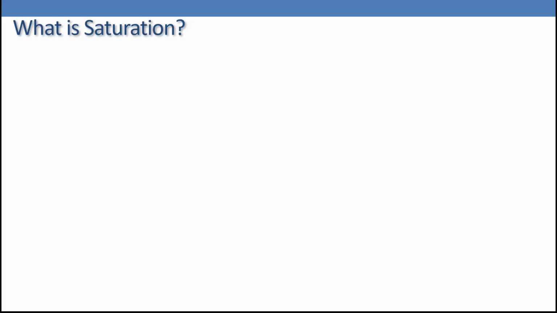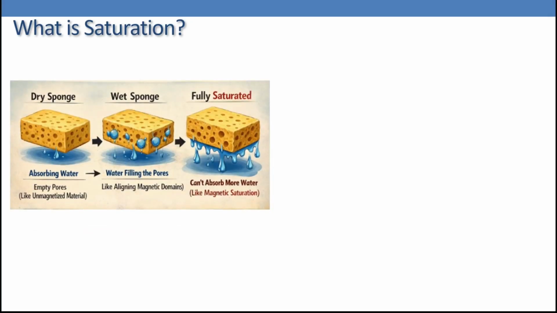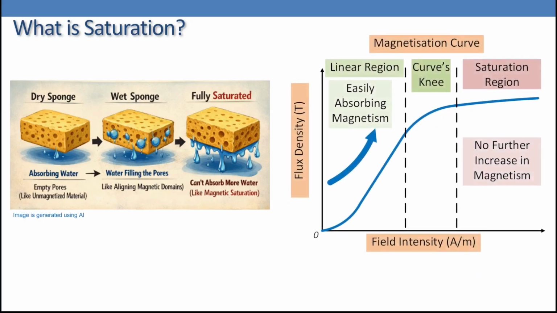To explain that one, we are going to simplify the idea. Assume we have a sponge. This sponge will be dry at the beginning. Once we put it in the water, it will start to absorb the water and fill these pores. So the initial stage is something like this, which is the initial growth. That's like unmagnetized material starting to fill these points. Then we reach another point where the sponge starts to fill these pores more and more. Water filling the pores is like aligning material domains. So we have something like this region.